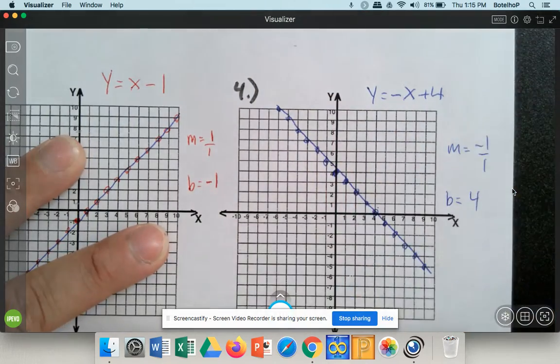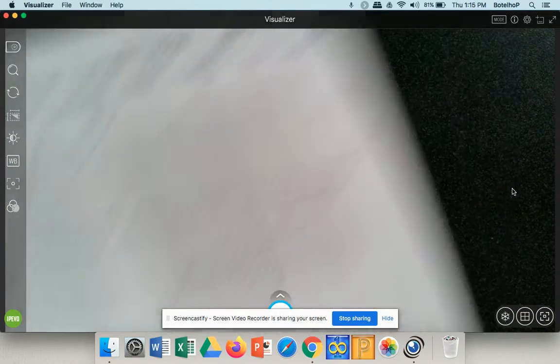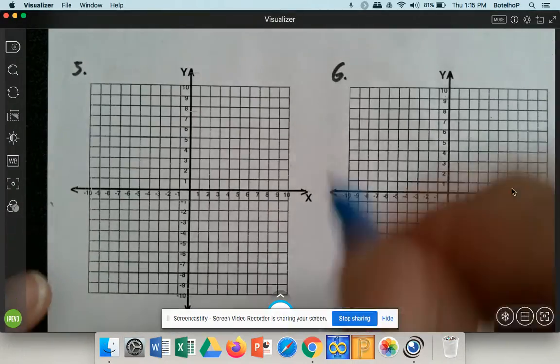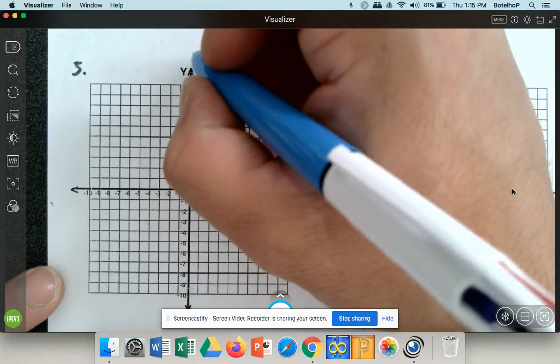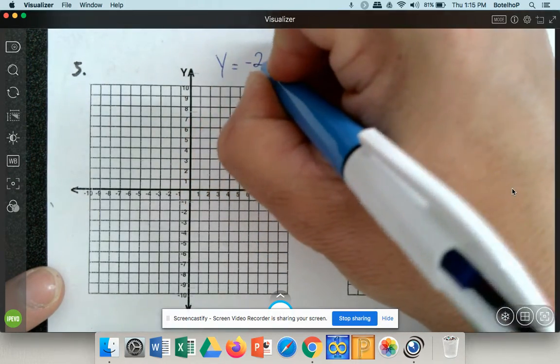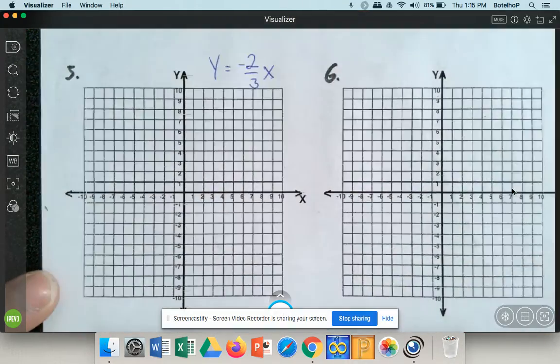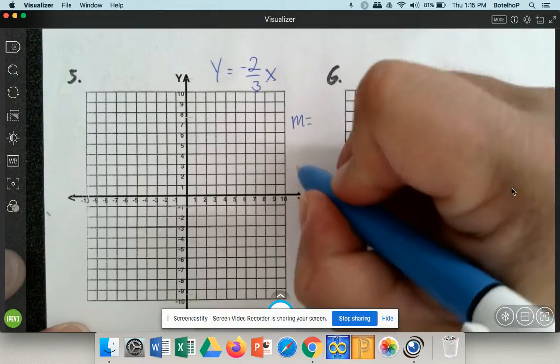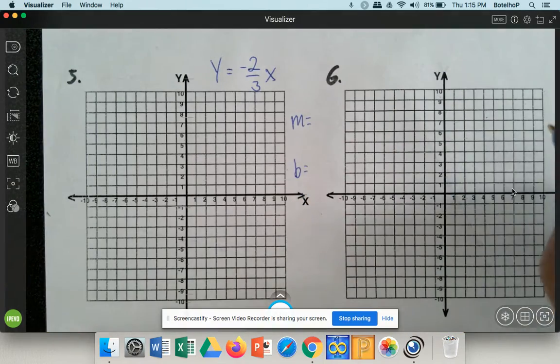And that's your graph. Okay? All right, turn it over to the back. This one always seems to confuse people the first time they see it. What if I gave you one like this? Y equals -2/3 x. So the question is the m and the b, the y-intercept and the m.